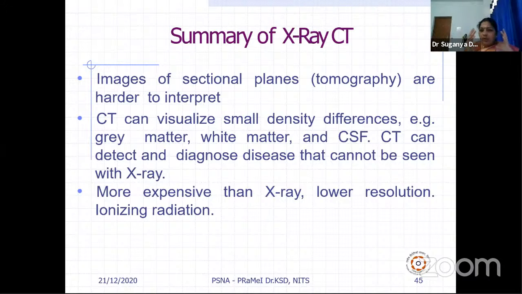CT can visualize small density differences: gray matter, white matter, and CSF. CSF is the liquid part, the cerebrospinal fluid, running from the brain down to the spine. That also we can see in the CT. CT can detect and diagnose diseases that cannot be seen with X-ray. It is more expensive than X-ray, but has lower resolution. Here also we have ionizing radiation.